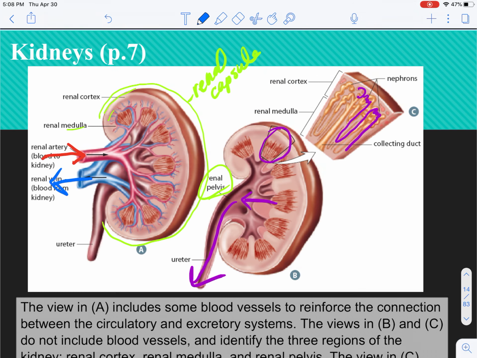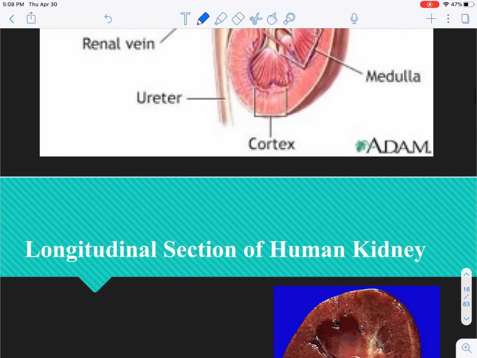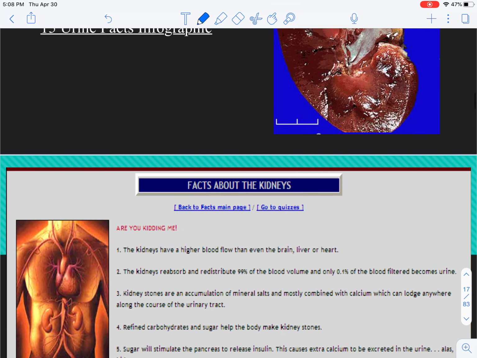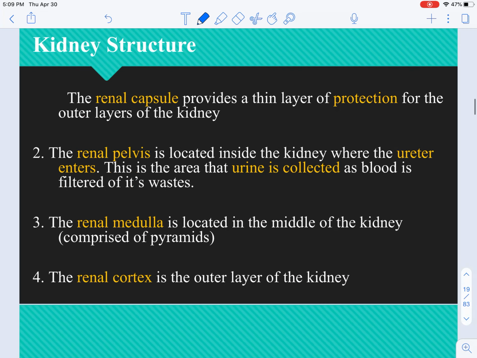One thing that you can see here is we've got a little picture of the renal artery that's sending the blood into the kidney, and the renal vein that's sending blood out of the kidney. So those main blood vessels are also something you should be aware of.